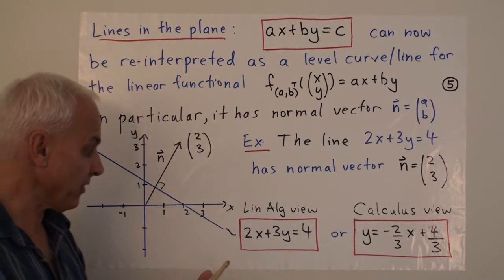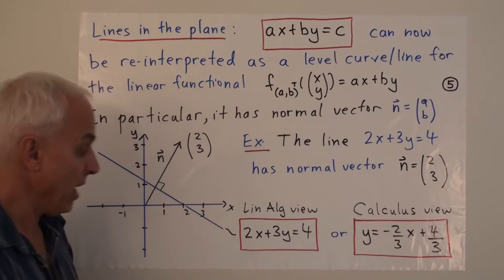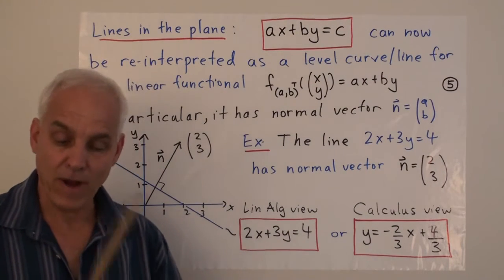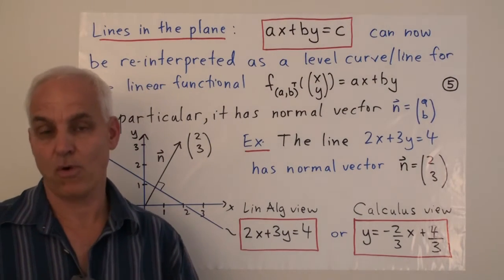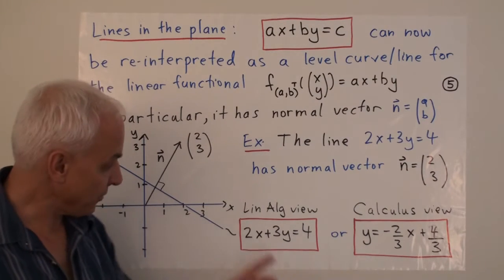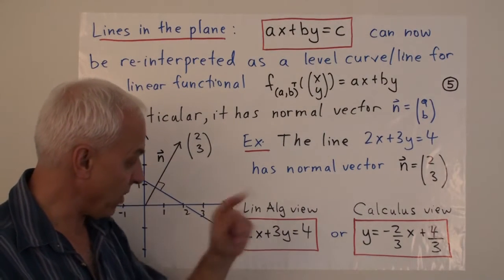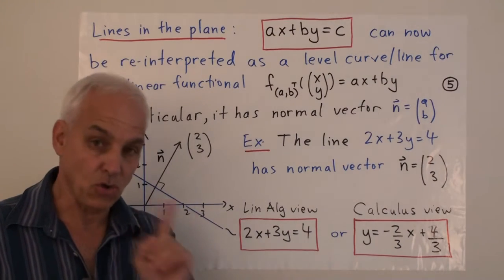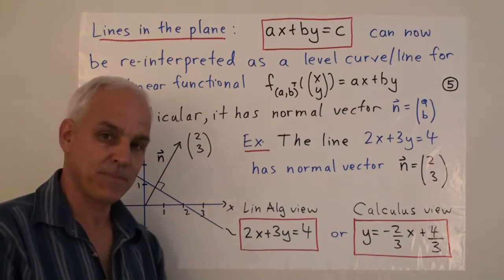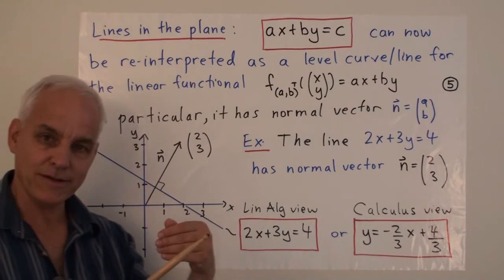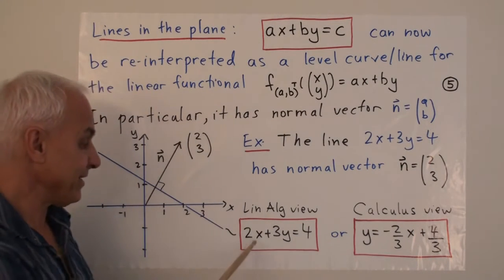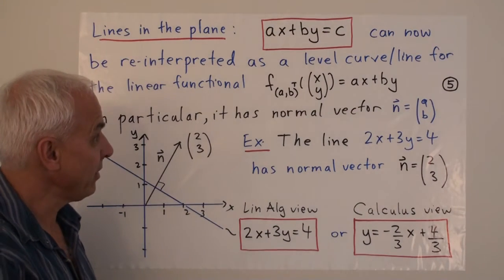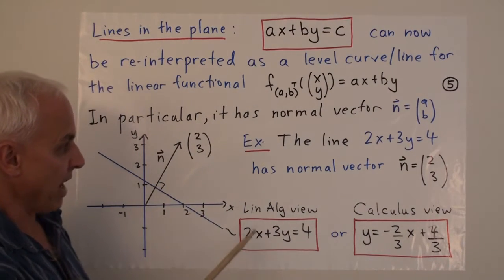And now we see another advantage in thinking about lines this way, in that if we just look at the coefficients 2 and 3, we recognize the normal vector for this line. Okay? So from now on, when you see a line 2x plus 3y equals 4, I want you to think, that's a line which has normal vector (2, 3). It's somehow associated to this vector (2, 3). In fact, it's a level curve, or level line, for the functional f of v, where v happens to be (2, 3).